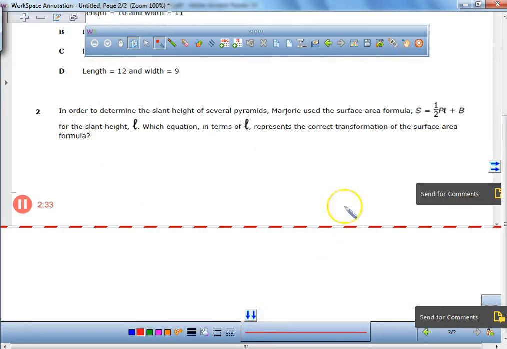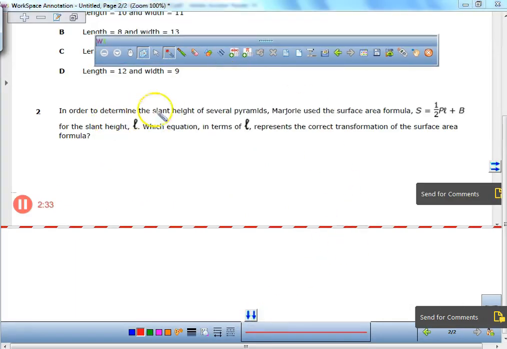This one's a little more complicated. It says in order to determine the slant height of several pyramids, Marjorie uses the surface area formula. Surface area equals 1/2 perimeter of the base times the slant height plus the area of the base. For the slant height, which is L, which equation in terms of L represents the correct transformation of the surface area formula? So basically we're going to manipulate this formula.